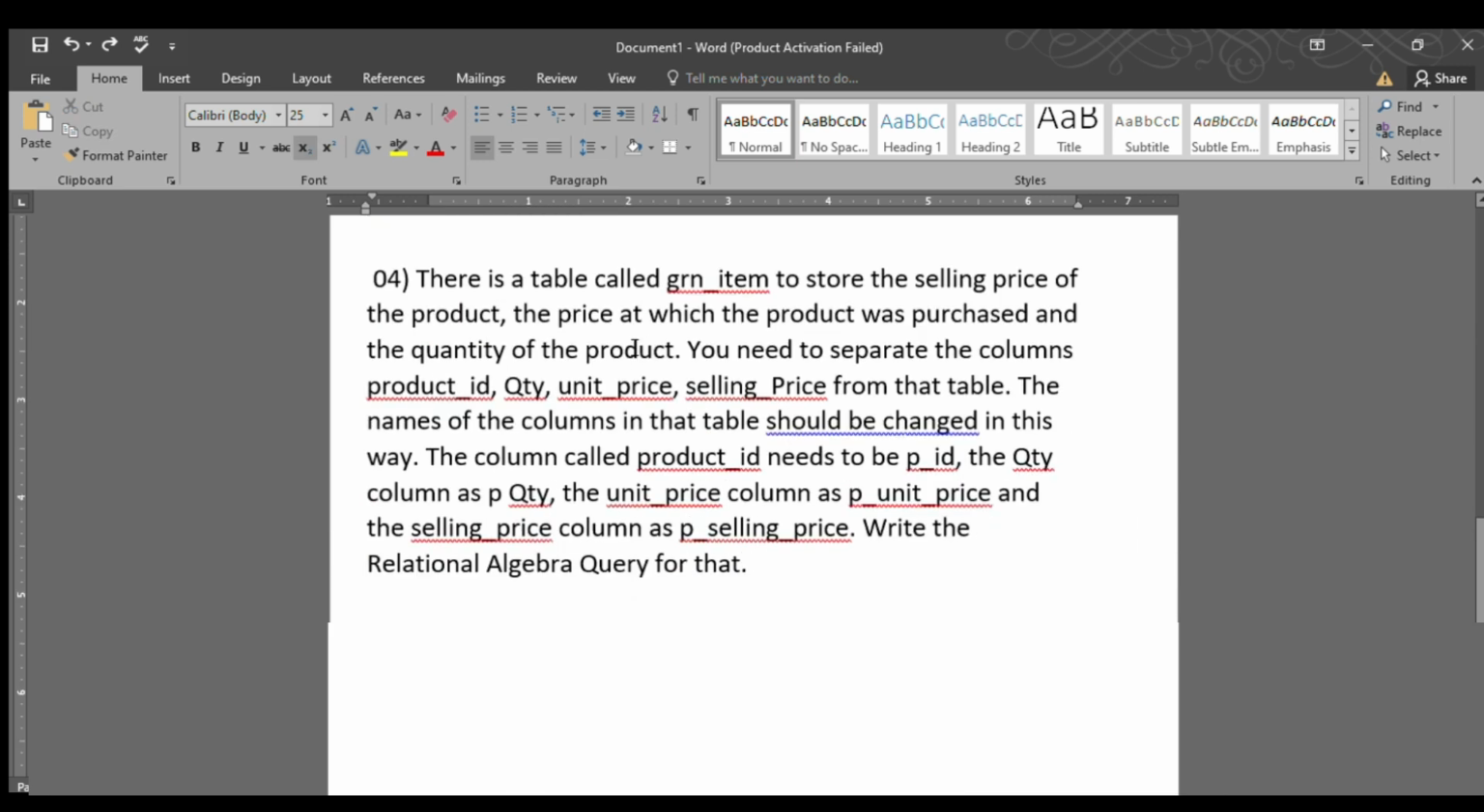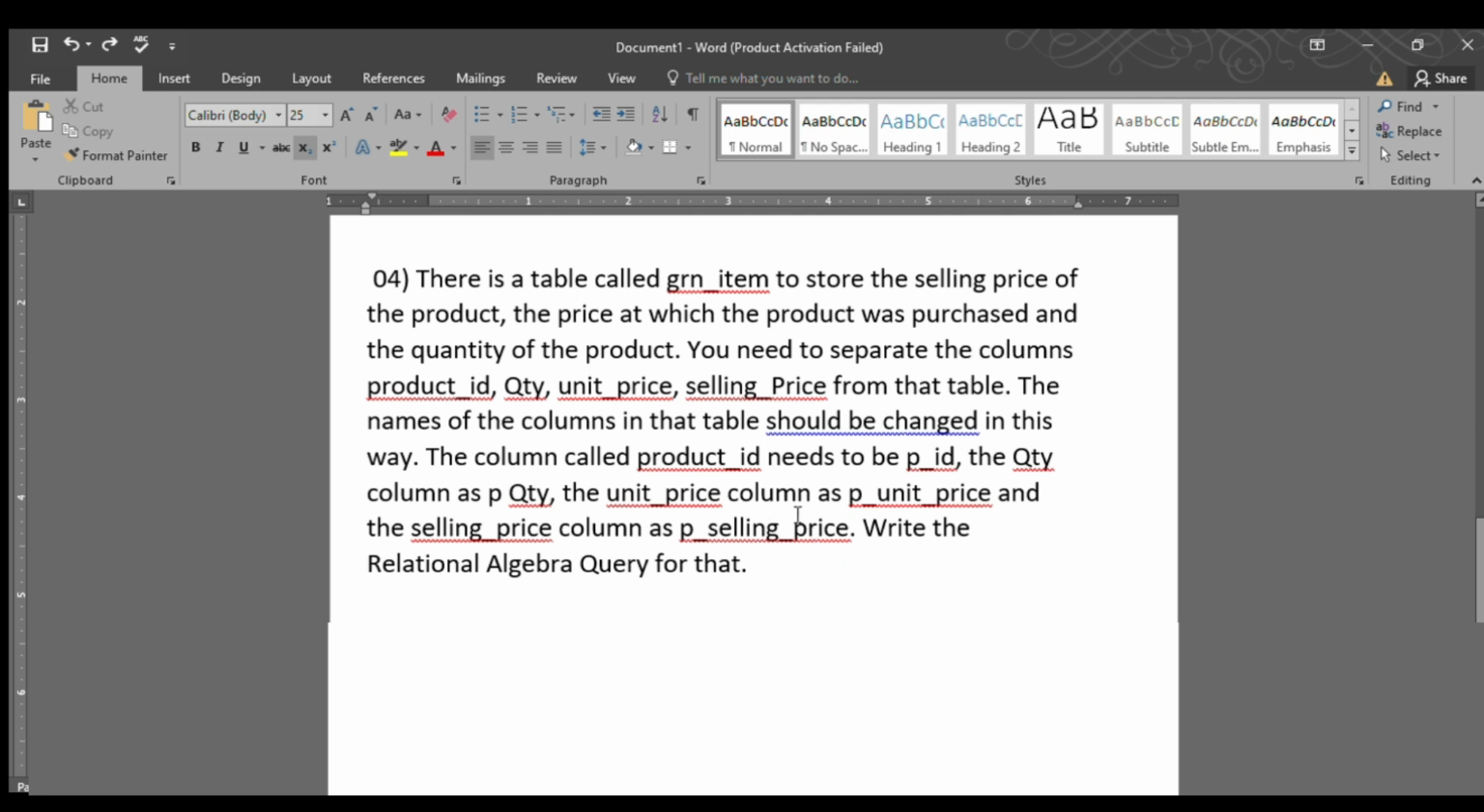The last one: there is a table called grn item to store the selling price of the product, the price at which the product was purchased, and the quantity of the product. You need to separate the columns product id, quantity, unit price and selling price from that table. The column names should be changed so that product id becomes pid, quantity becomes p quantity, unit price becomes p unit price, and selling price becomes p selling price. Write the relational algebra query for that.